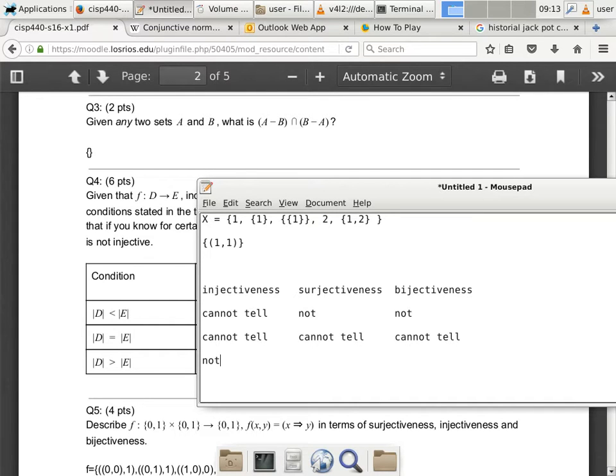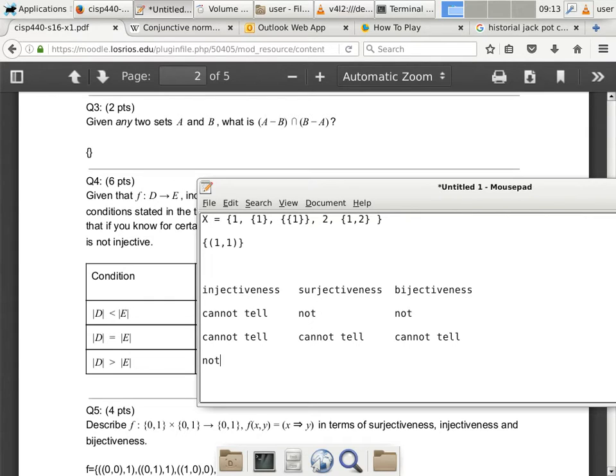Because in order for a function to be injective, the cardinality of the domain has to be less than or equal to the cardinality of the codomain. Because each element in the domain has to map to something unique in the codomain. Okay? But because in this case the cardinality of the domain is greater than the cardinality of the codomain, it cannot possibly be injective. Okay? There's no chance it can be injective.